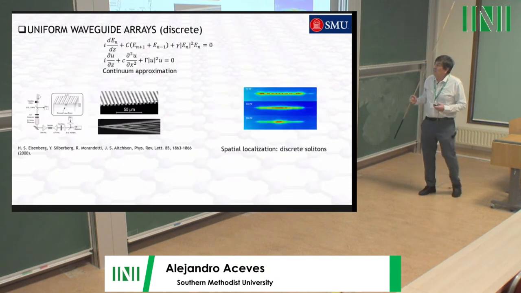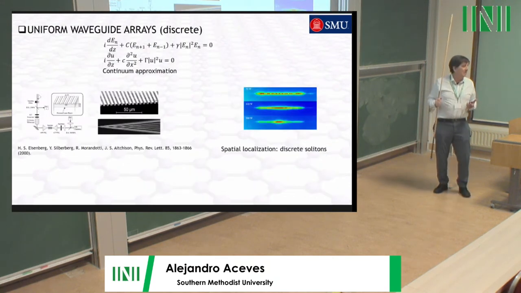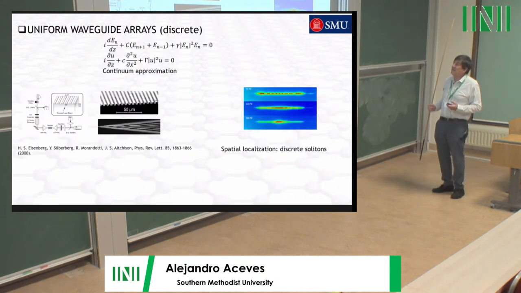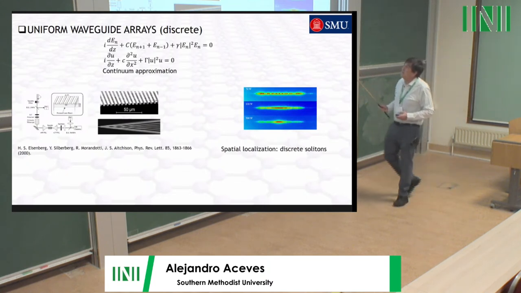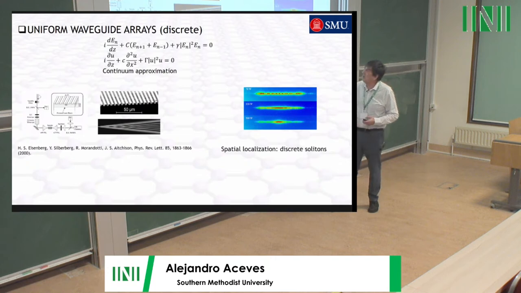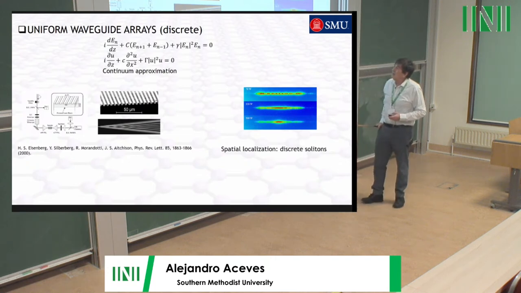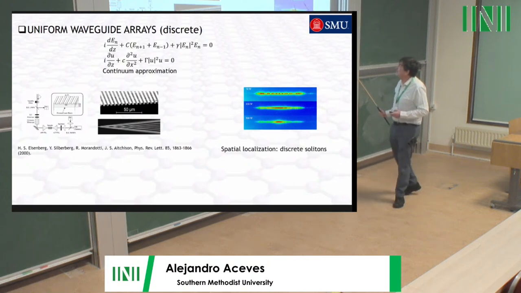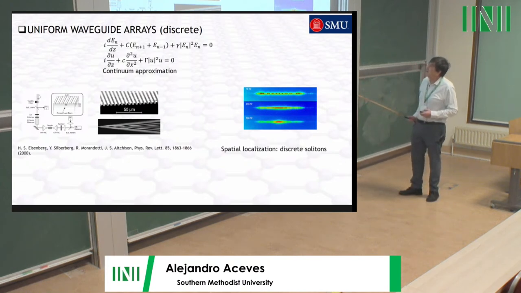So what is a discrete system in optics? Well, the best known is coupled waveguide arrays. So once again, I want to introduce this coupled waveguide. There are near neighbor interactions. There is a well-known behavior in the low power system. But as power increases, you get discrete localized structures.